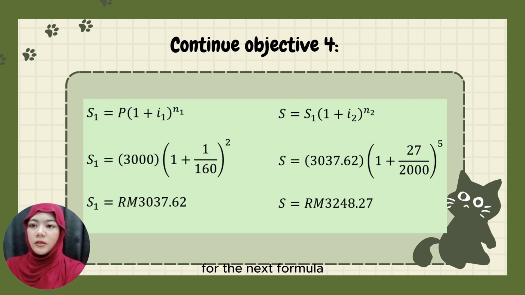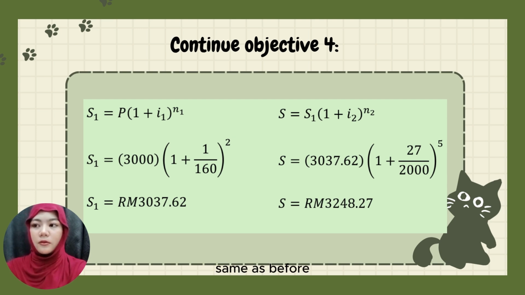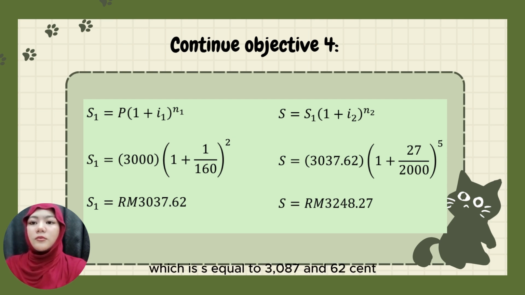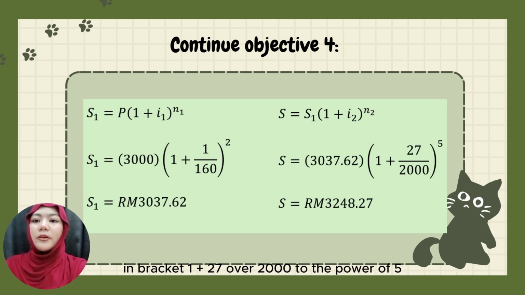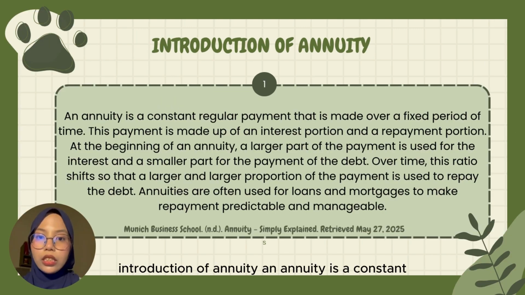For the next formula, S equal to S1 in bracket 1 plus I2 to the power of N2. Same as before, we just insert the number into the formula, which is S equal to 3037 and 62 cents in bracket 1 plus 27 over 2000 to the power of 5. The answer is RM 3248 and 27 cents.